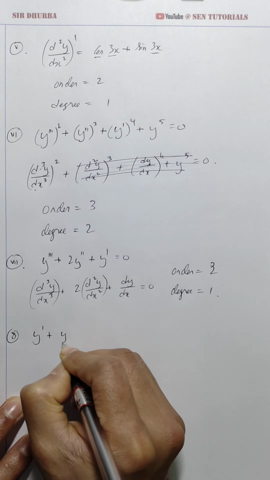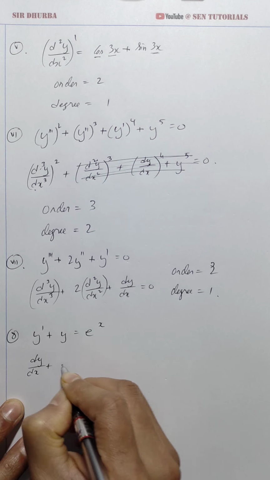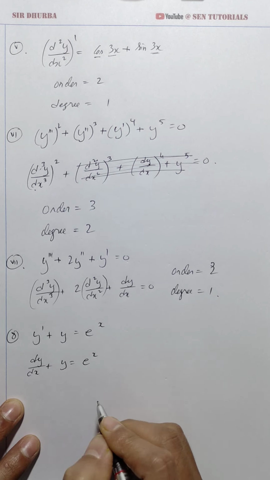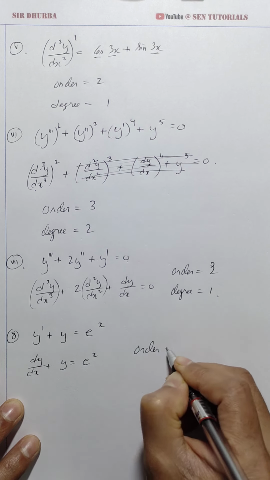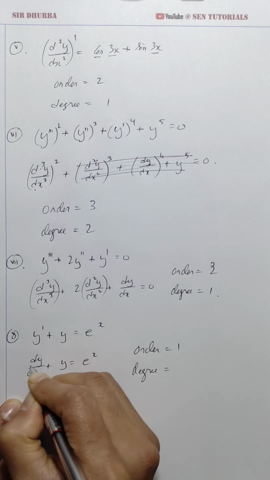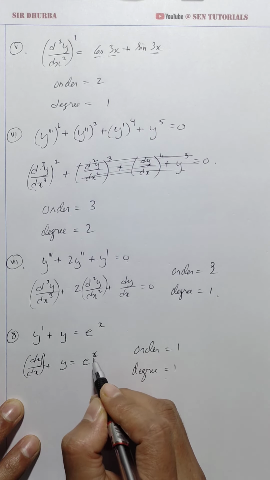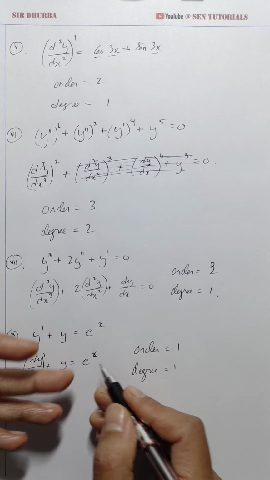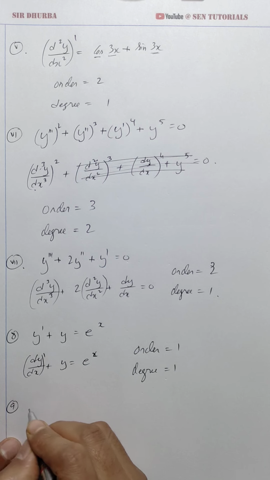y dash plus y equal to e power x, that is dy by dx plus y equal to e power x. So order 1, degree 1 only, because the exponential function is not applied on a differential, is it? It's applied on a variable. As I said, applied on a variable, no problem.